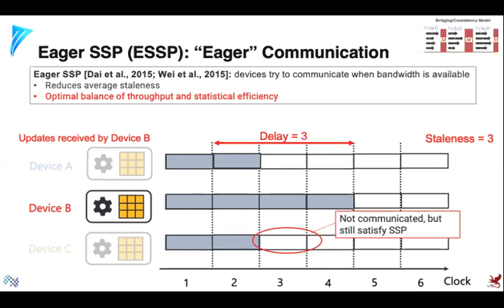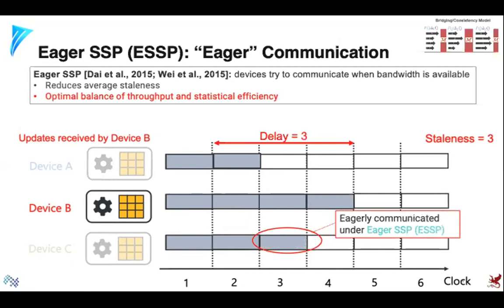At the other extreme is a variation of SSP known as eager SSP, which is essentially the opposite of the lazy communication strategy. In eager SSP, the implementation monitors the available network bandwidth, and whenever bandwidth is available, it sends updates opportunistically. If there's no bandwidth available, then behavior reverts to SSP lazy communication, which is to not send anything until you're forced to by the staleness threshold.